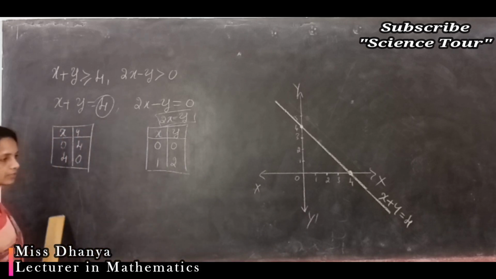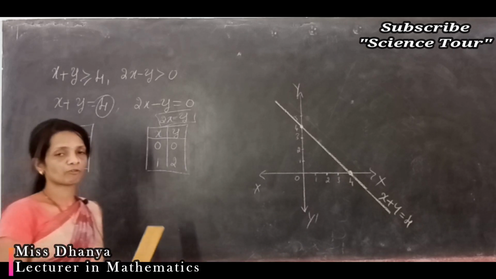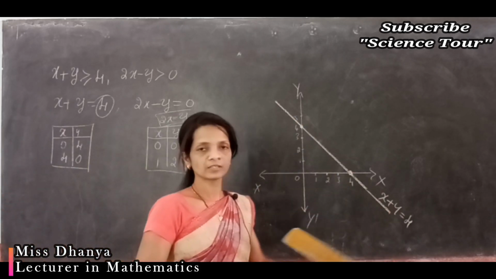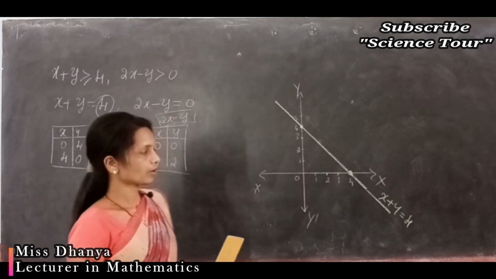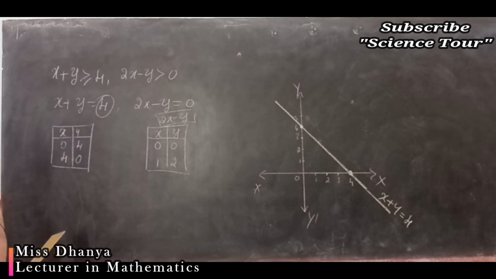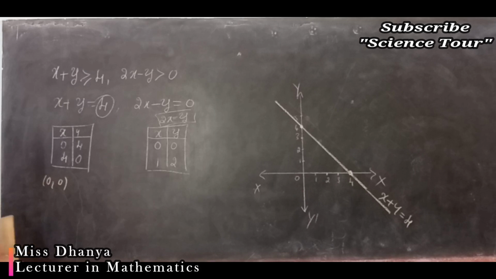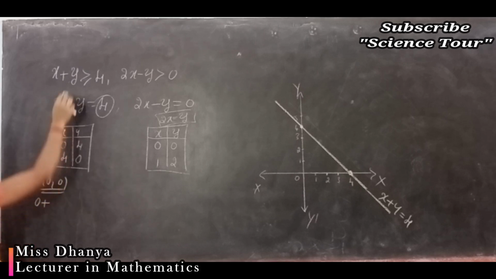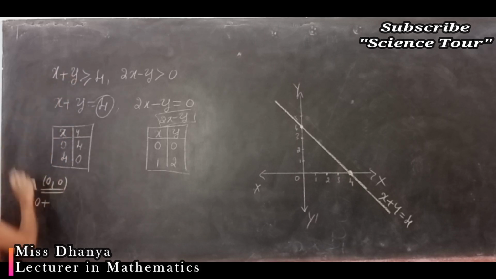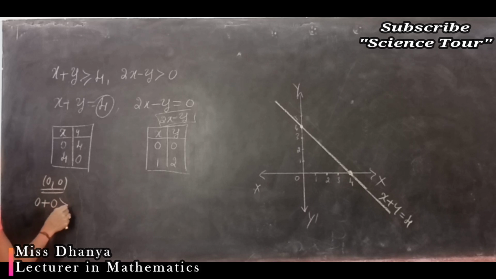After that, what next? You have to decide now which half plane of this line is the solution region. To decide that, you have to take a checking point. Always you can take a checking point 0, 0 if the constant number is other than 0. So now we take 0, 0 for this inequality. Use x equal to 0, y is equal to 0 in this inequality. So then that gives you 0 plus 0 greater than or equal to 4. 0 plus 0 is what? 0 greater than or equal to 4.